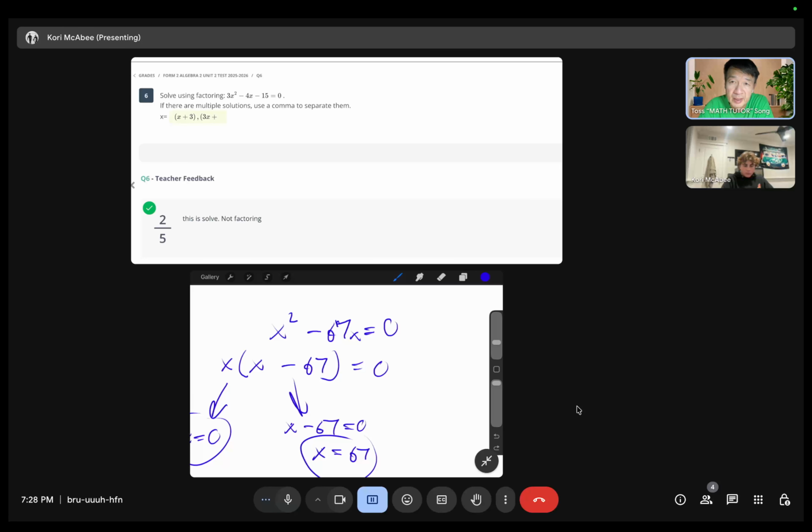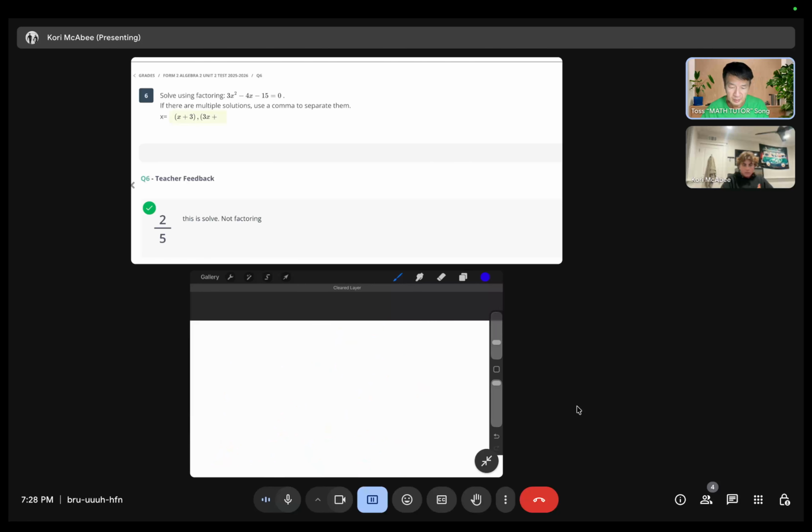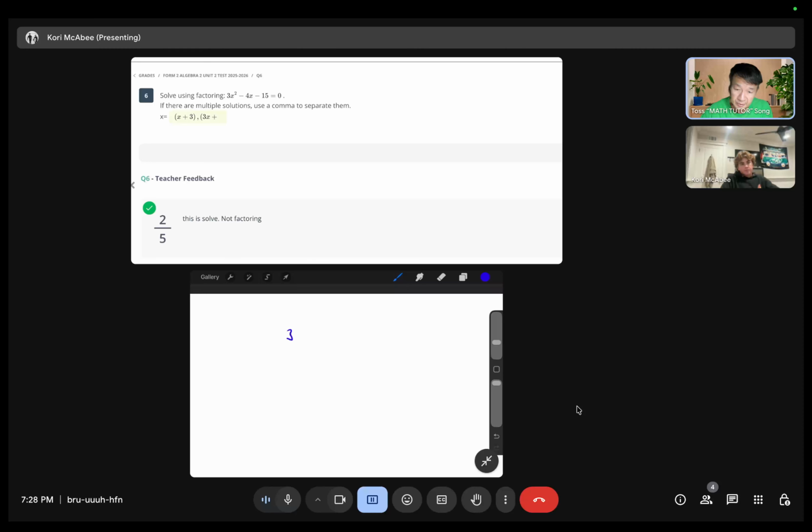How do I know if it's x squared, quadratic? You're going to have 2 answers coming. So let me show you. You have to solve just like the last one because it's set equal to 0.